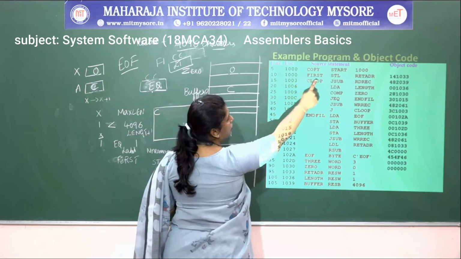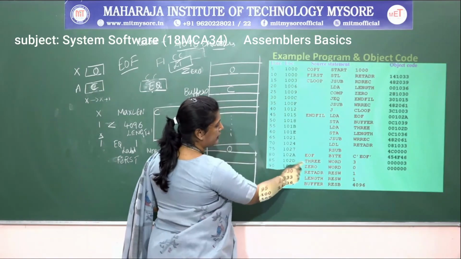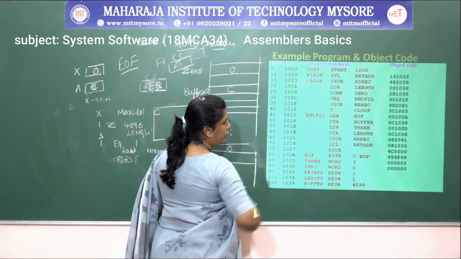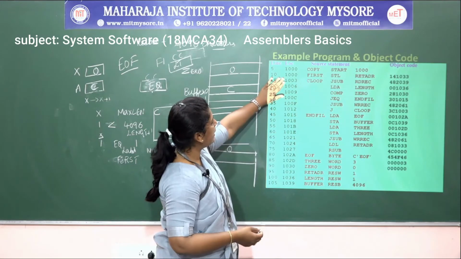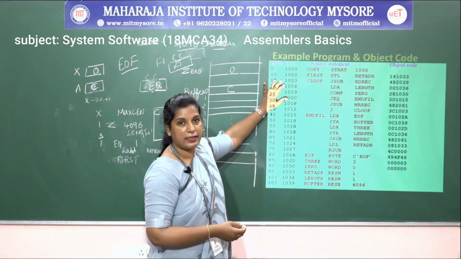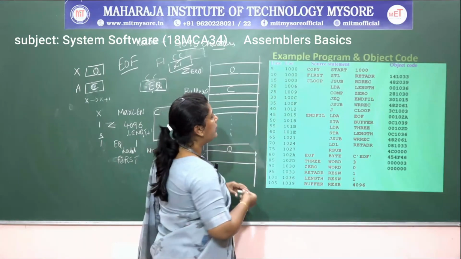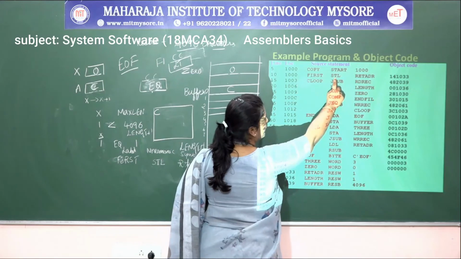So at 1000 this instruction is there, at 1003 this instruction is there, at 102D 3 is there, at 102E 2A EOF is there. Each and every instruction has to be incremented by 3 bytes, because the instruction length for SIC is 3 bytes. So it is going to get an object code for each and every instruction.